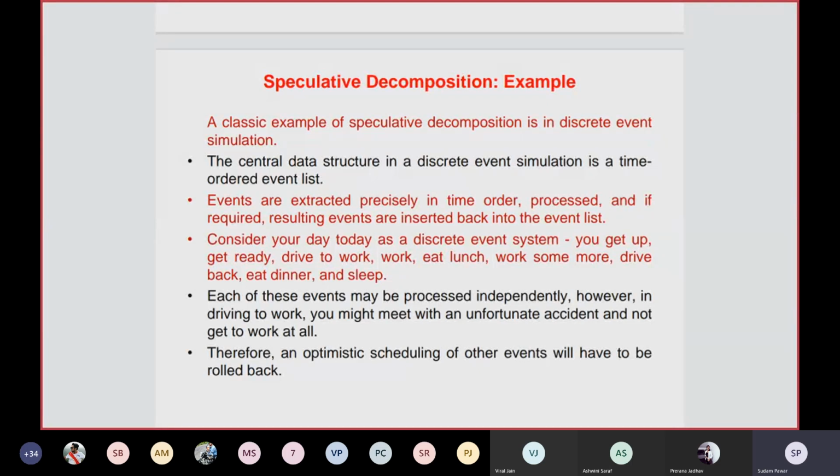The central data structure in a discrete event simulation is a time-ordered event list. So events will be followed in a particular time order. I will pause for one minute.